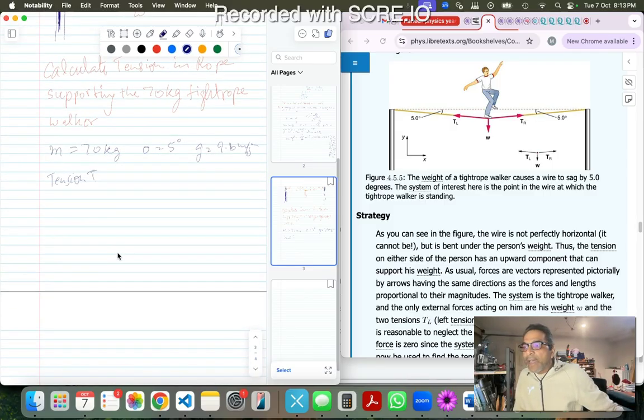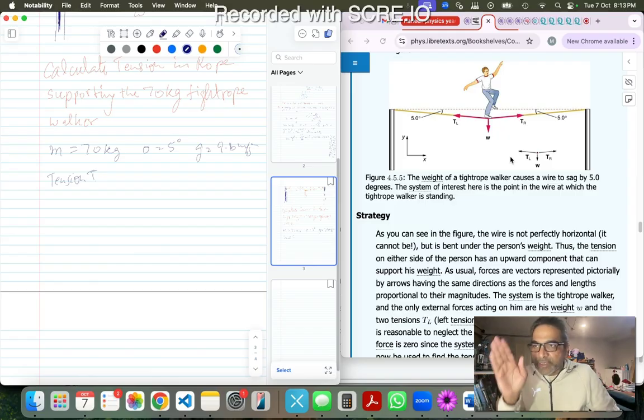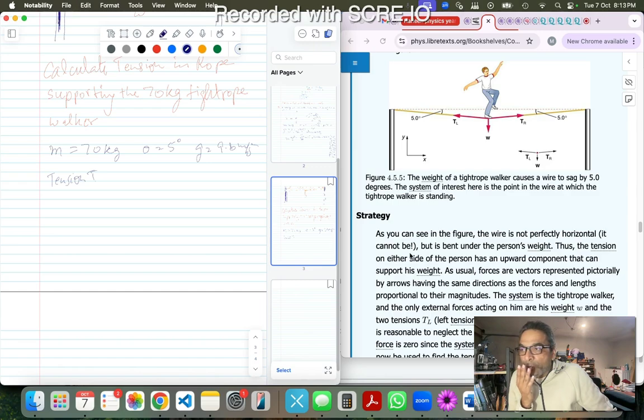Now they are not asking for the acceleration or anything, because there is no such acceleration up and down or sideways. He's just standing there, balancing by himself. As you can see, the wire is not perfectly horizontal. It cannot be, but is bent under the person's weight. Thus, the tension on either side of the person has an upward component that can support this weight.